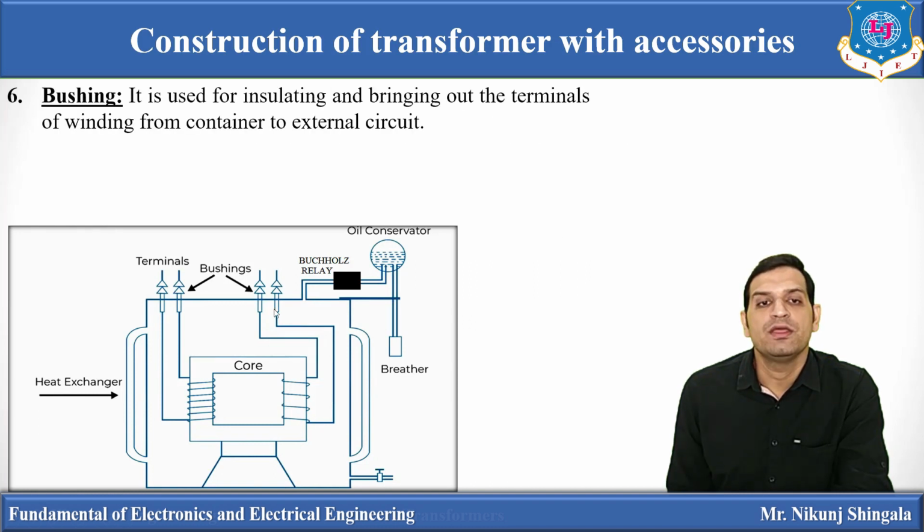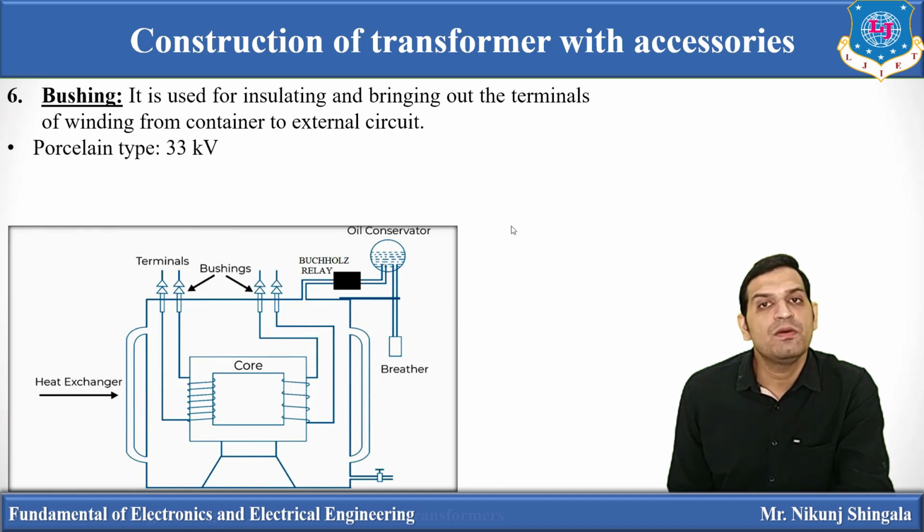Next one is the bushing. So here you can see bushings are placed. It is basically used for insulating purposes. It is used to bring out the terminals of winding from the container to the external circuit. If the bushing is not provided, the winding and container get in direct contact, so there may be a short circuit. So bushing is used to provide insulation, and it brings out the terminal from the container to the external circuit. Here bushings are at the primary winding and secondary winding, both sides.